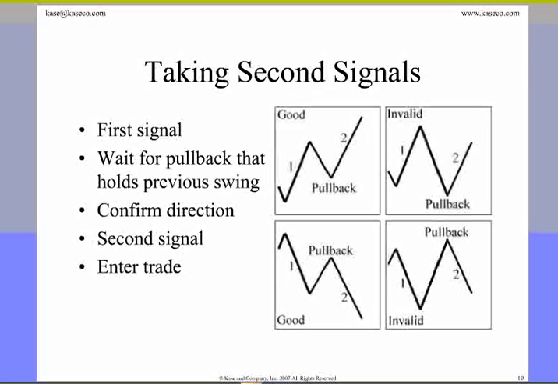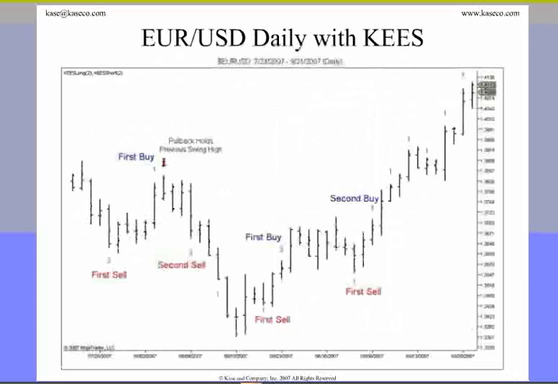In the upper left, we have a good long signal. In the upper right, the second signal was not valid because the pullback broke below the origin of the low of the first signal. In the lower left, we have a good second signal because the pullback did not go above the high of the first signal. And of course, on the lower right, an invalid second signal because it broke the high of the first signal.